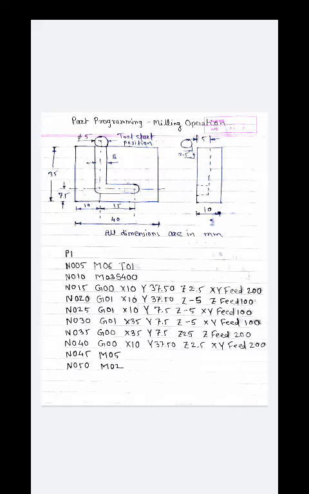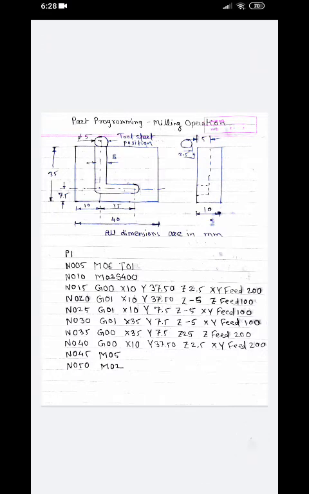N005, M06. M06 is nothing but a tool change, a tool change to our current tool, which we set to T01. If any tool is already there, we are going to change it to our tool, our end mill cutter, which is at T01. So the first step is that we change the tool to our tool.